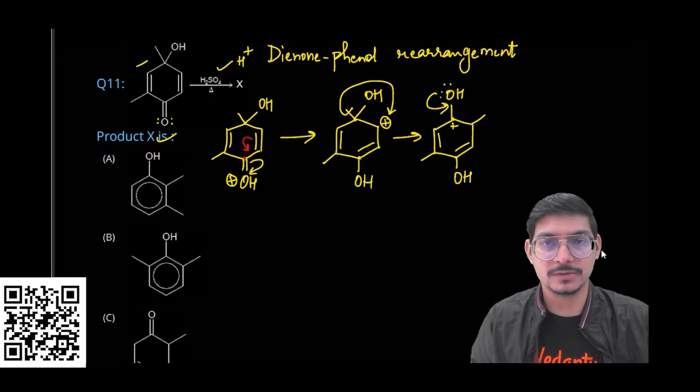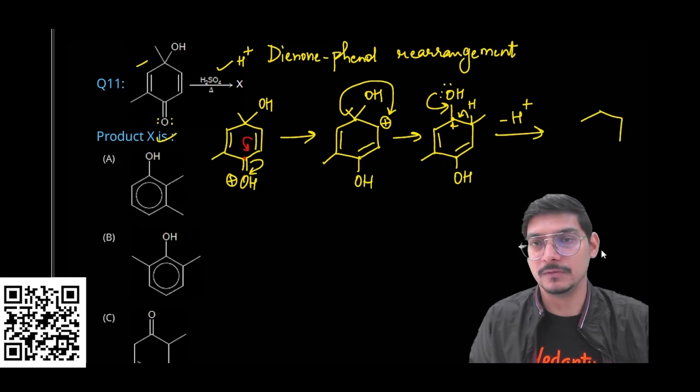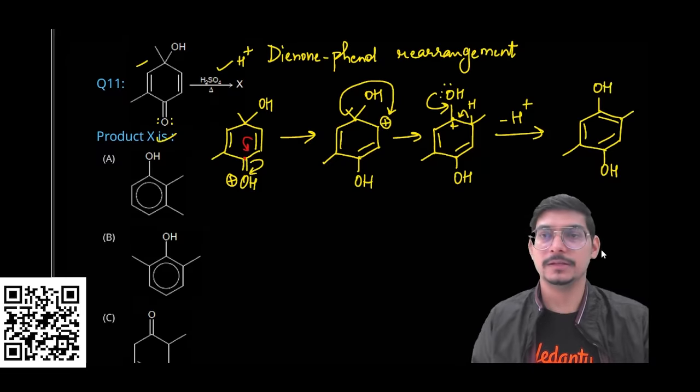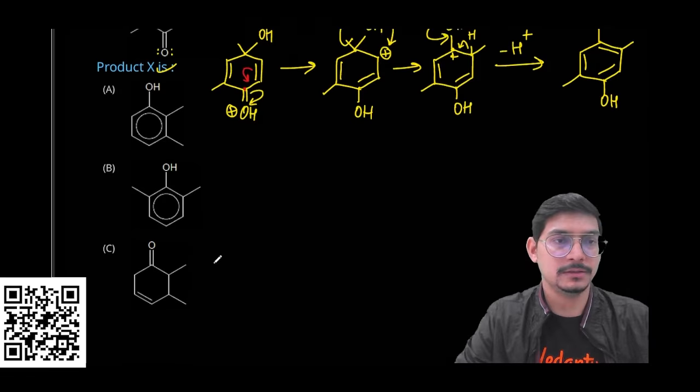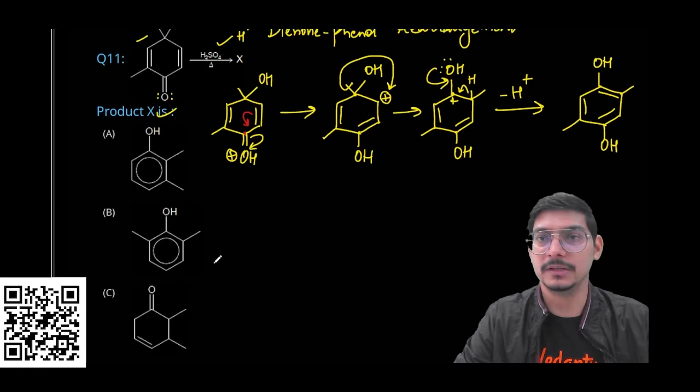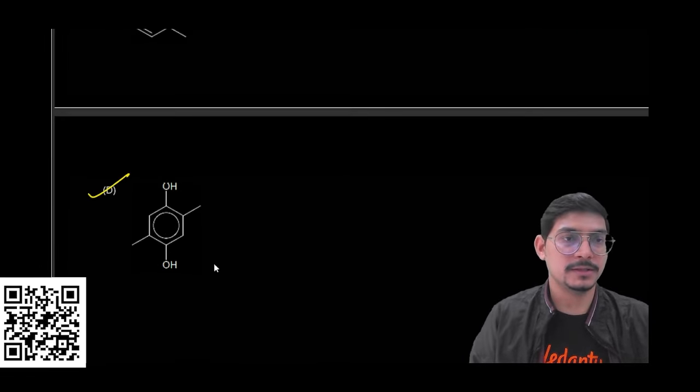Now, ultimately, this has to lose a proton. We will not lose a proton from oxygen, because that would leave this ring non-aromatic. So what happens is that one hydrogen is deprotonated from this molecule. This hydrogen leaves as H plus, and what we have here is this compound. All right, so this compound is the final product, which is a phenol derivative. So this is not option A, not option B, not option C. Yes, this is definitely option D. So this is our correct answer, which is option D.